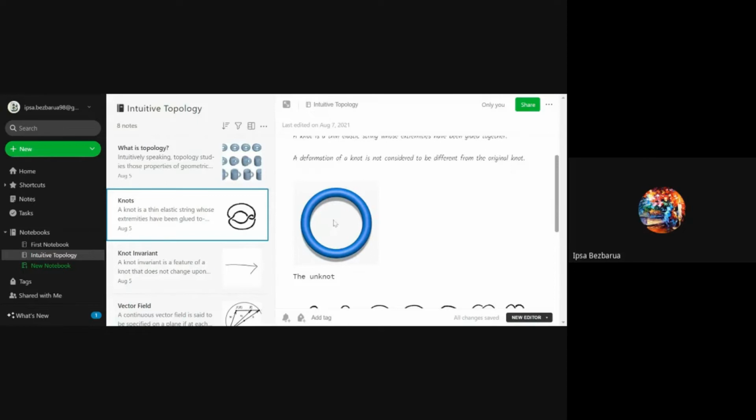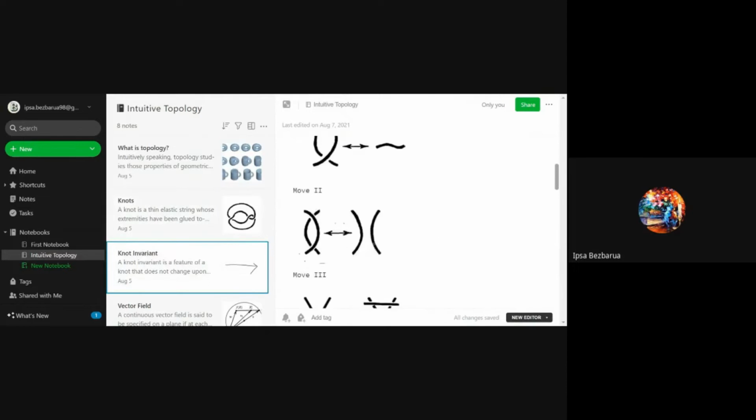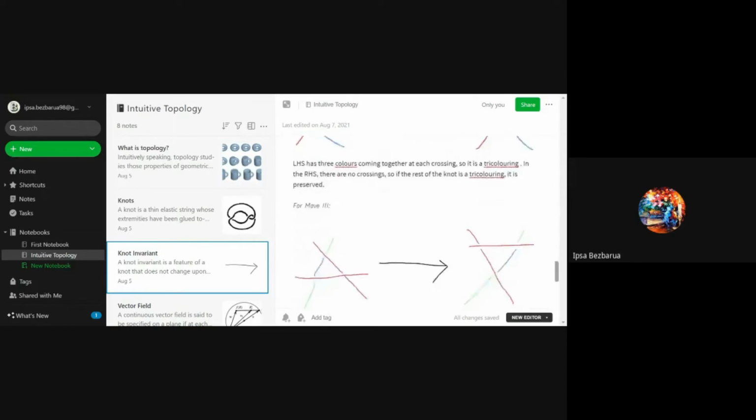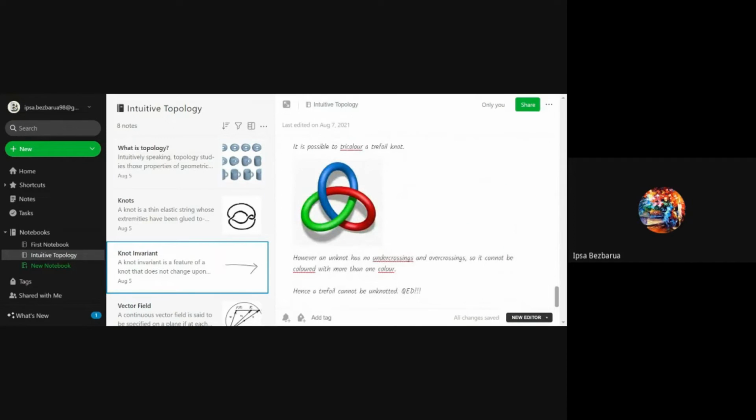So an unknot is not tricolorable, but a trefoil knot is very clearly tricolorable, and because tricolorability is a knot invariant, I can conclude that the unknot and the trefoil knot are two distinct knots, with the consequence being that the trefoil knot can never be opened up into an unknot. Hence, a trefoil knot cannot be unknotted. QED. Any questions?